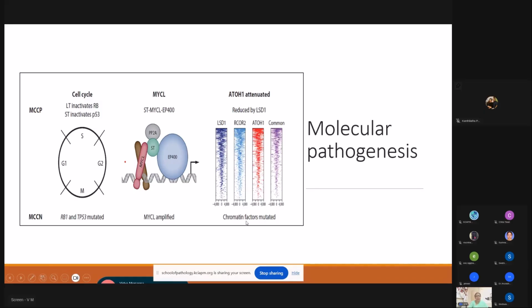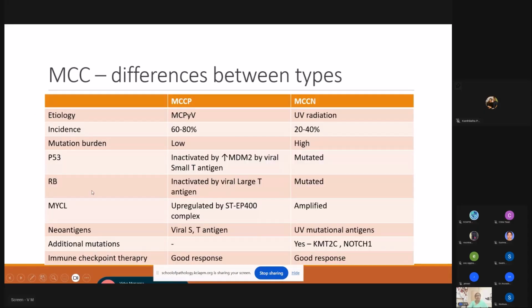Similarly, in the MCCN pathway or the ultraviolet pathway, certain chromatin factors bring about inactivation or decreased activity of ATOH1. So that means to say they are not maturing into mature Merkel cells. So this is the molecular pathogenesis that is occurring in Merkel cell carcinoma. Since there are two different pathways, and since some of them are not associated with viral infection, there are certain differences, like some of which I've already discussed. So etiology is the Merkel cell polyomavirus in the MCCP pathway, ultraviolet radiation in the MCCN pathway.